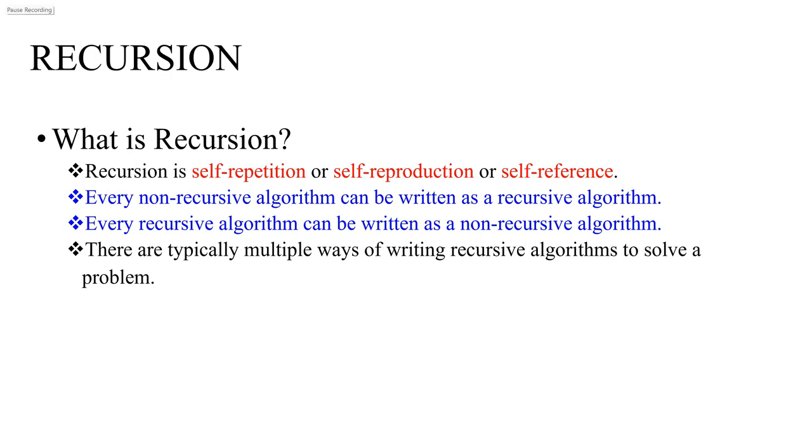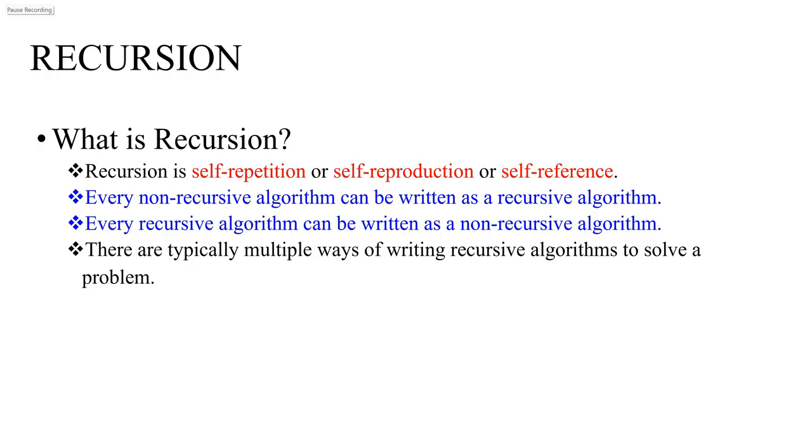Hello everyone. Let's start with recursion. So what is recursion? Recursion is a self-repetition or self-reproduction or self-reference of something. When we are talking with respect to algorithms or programming languages, when we write a function calling itself or returning itself, it is also called recursion.